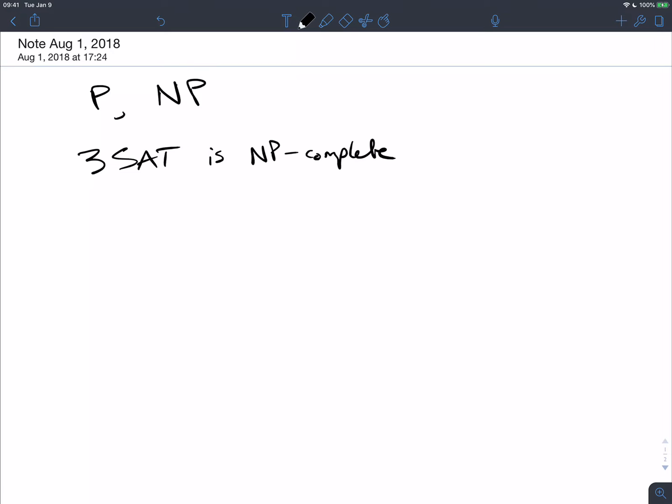But what else did we show was NP-complete? The clique problem, yeah. And what was this problem about? We're looking at a graph, and we're given an integer k as well, and we want to know: does the graph contain a subgraph of size k that has every possible edge between those k vertices?